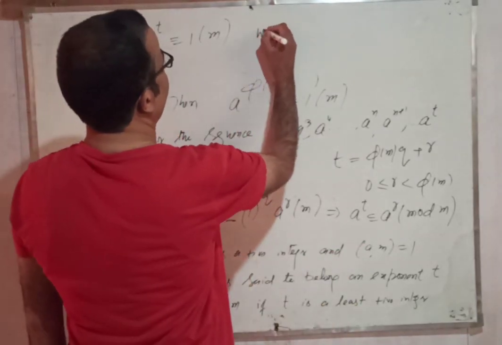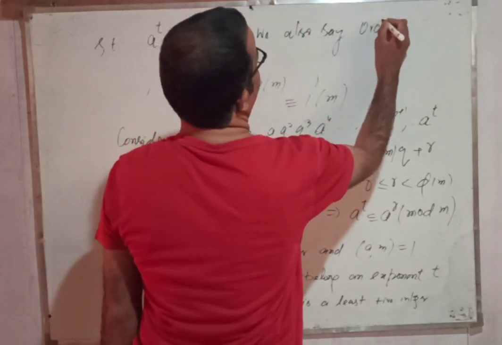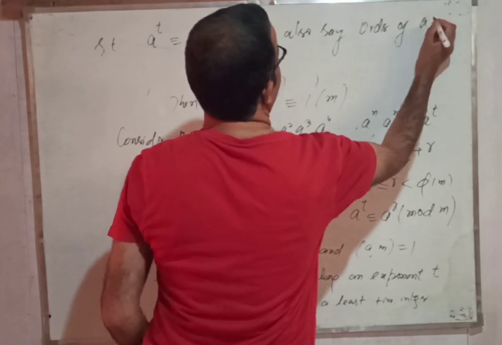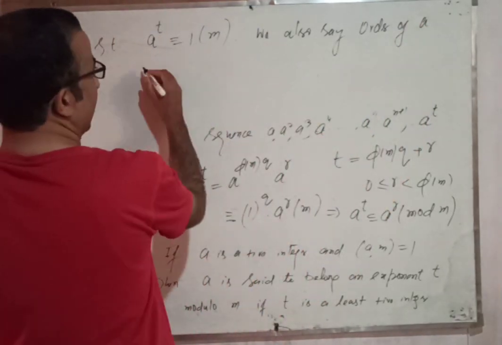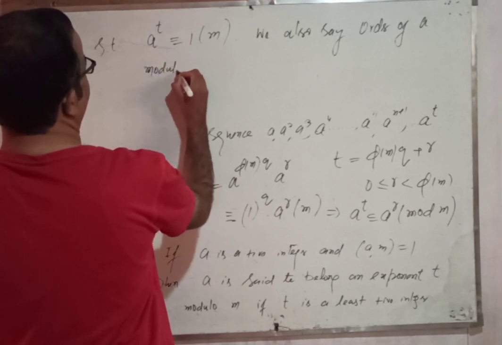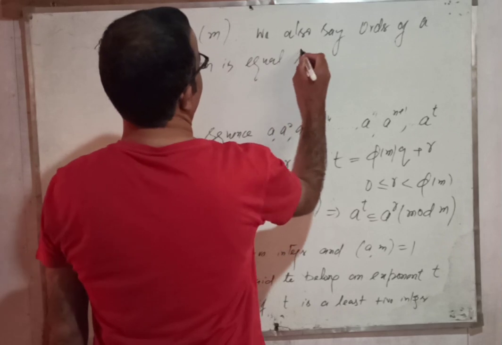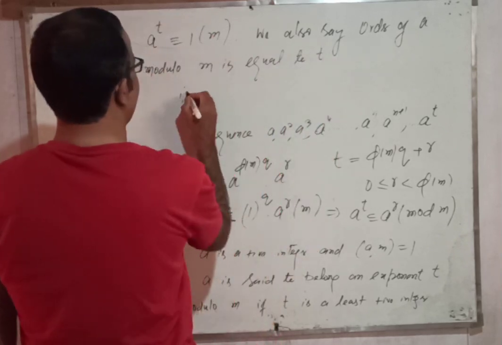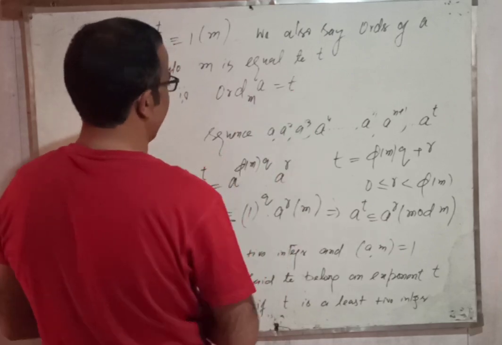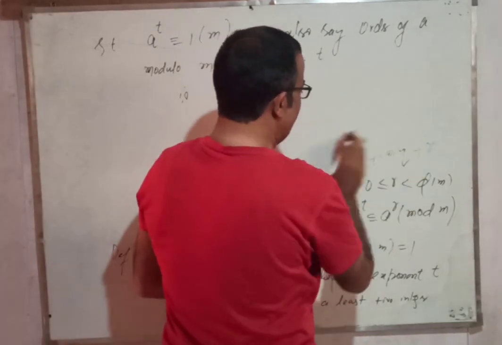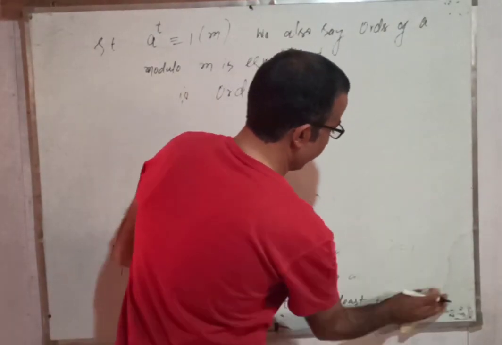We also say order of a modulo m is equal to t. That is the notation: order of a modulo m is equal to t. So Euler's theorem gives the existence of the order of that very integer.